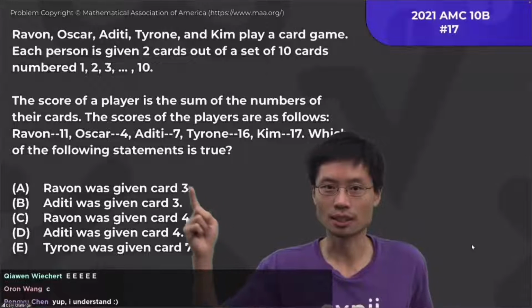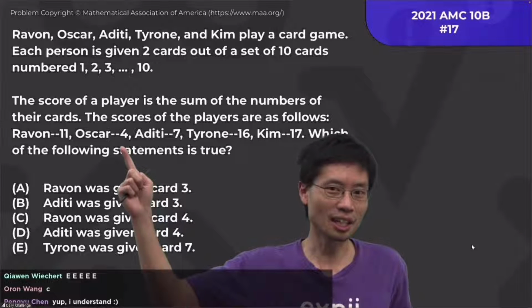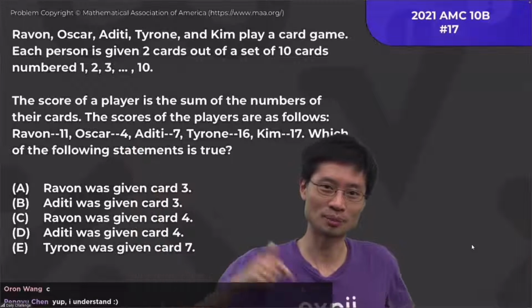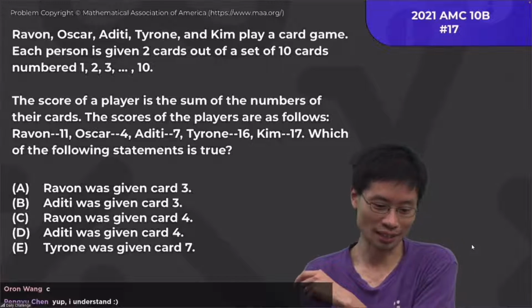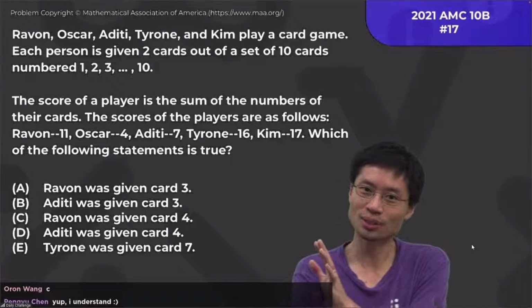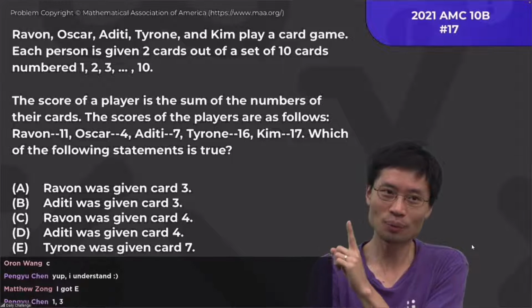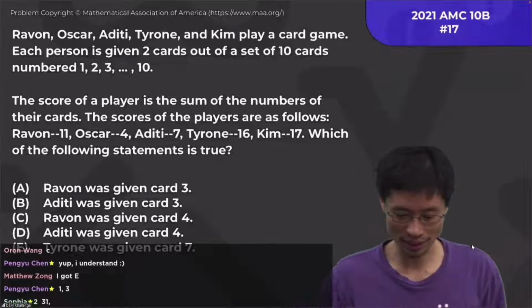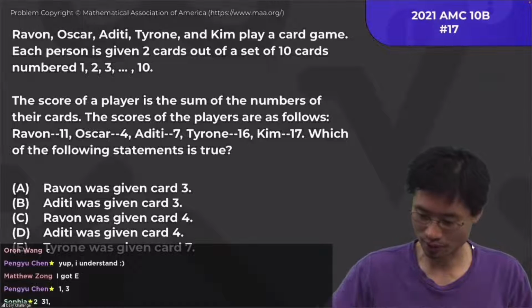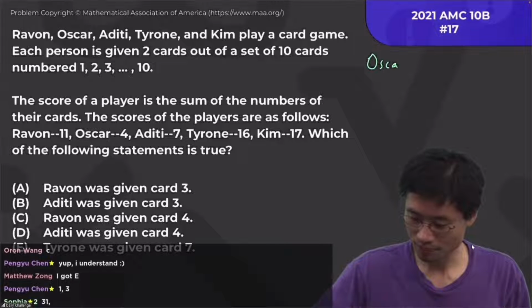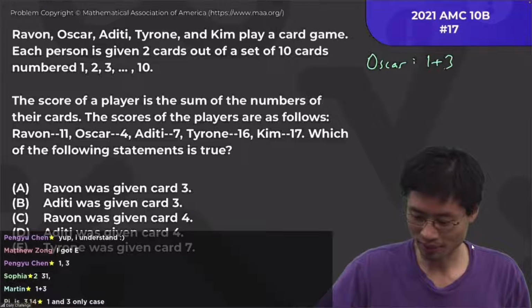I see that there's a number here called 4, and I think it's hard to make 4 as the sum of 2 numbers. Can anyone type into the chat, if I have different numbers from 1, 2, 3 up to 10, do you know how to get 4? I think there's only one way. Yes, thank you everyone in the chat. 1 and 3. So I know that Oscar has 1 and 3. Oscar, 1 plus 3.